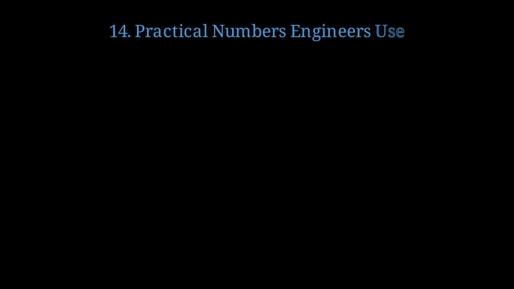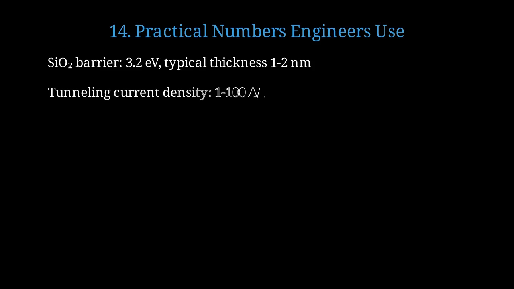Let's consolidate some practical numbers that engineers actually use when designing tunneling devices. For silicon dioxide barriers, engineers work with a barrier height of 3.2 electron volts and typical thicknesses of 1 to 2 nanometers. Typical tunneling current densities range from 1 to 100 amperes per square centimeter, depending on the application.